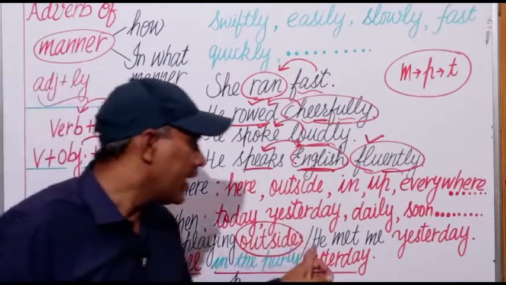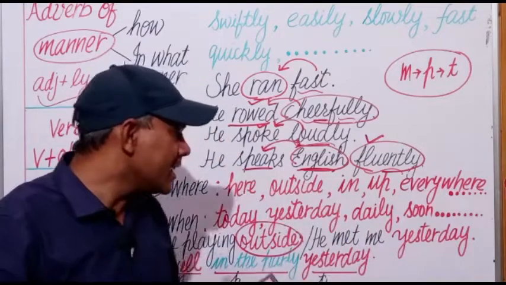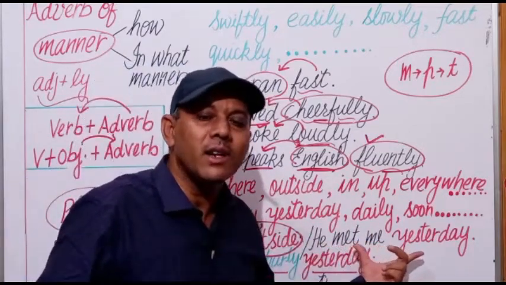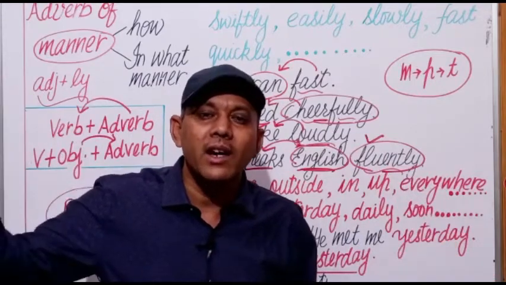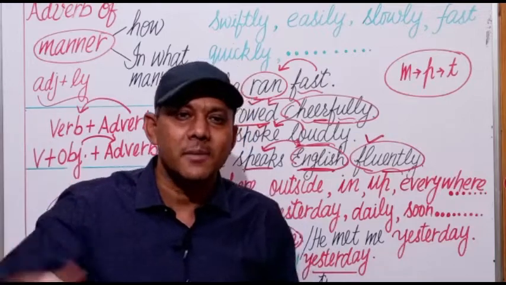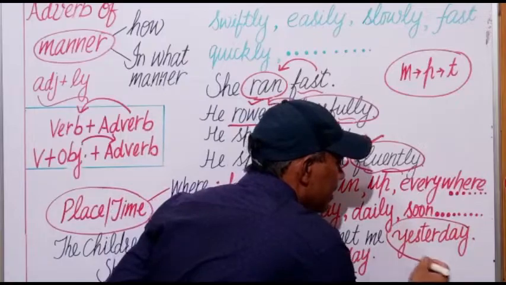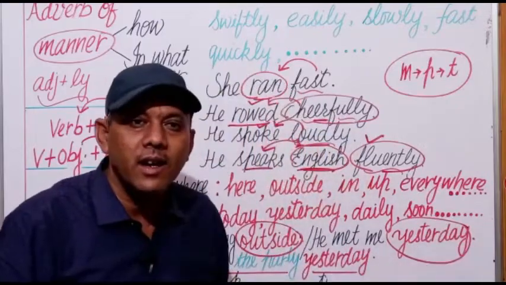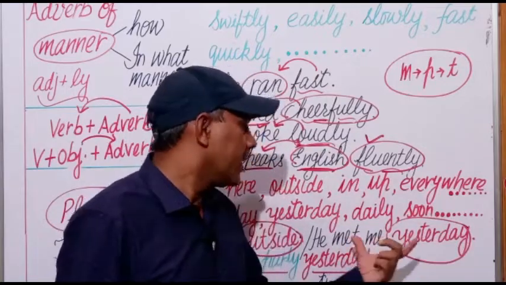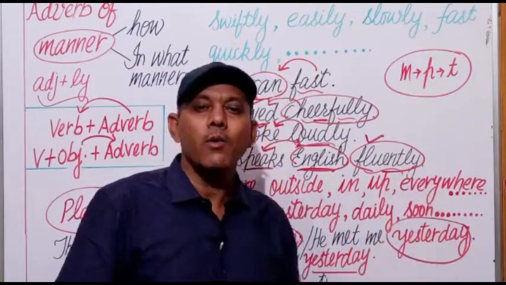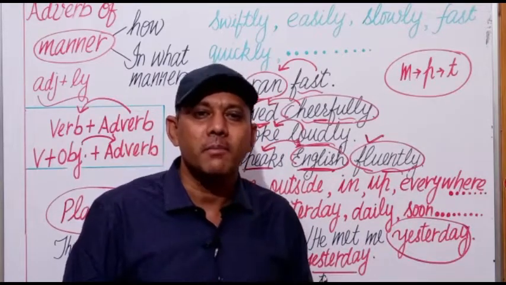Next is, he met me yesterday. Simple past tense. When did he meet me? He met me yesterday. If it tells the time, this word yesterday answers the question when. When did he meet me? He met me yesterday. In this way, we can use adverb of manner, adverb of place, and adverb of time.